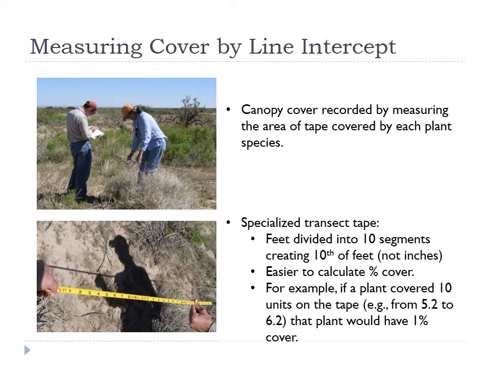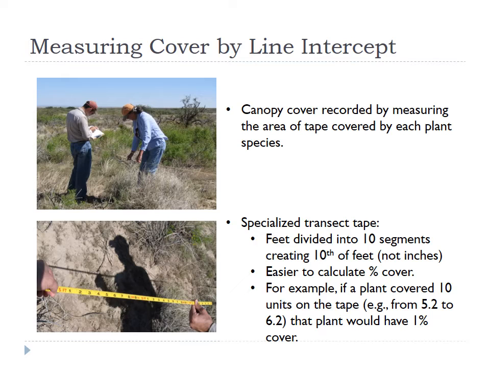We measured cover by line intercept, as I mentioned, so that is walking along a line and looking for the canopy cover that is directly below the tape. So you're looking for all the area that is covered by any species along that transect. This is kind of confusing when you look at these data.